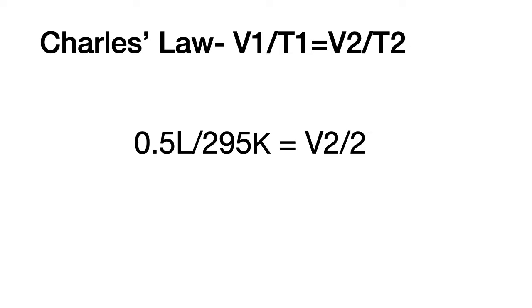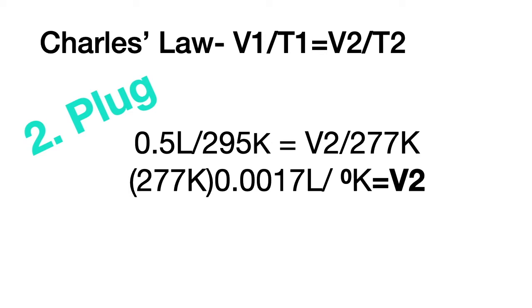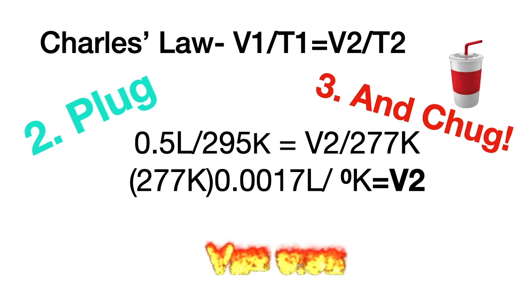We identified all variables, so step 2 is you're going to plug it in. Charles' law, V1 divided by T1 equals V2 divided by T2, so I plugged in the values. 0.5 liters divided by 295 K equals V2 divided by 277 Kelvin. I then cross-multiplied and got 277 Kelvin times 0.0017 liters per Kelvin equals V2. I can then cross-cancel those units out, which are the Kelvin, and I end up with liters. So now you plugged, and now you can chug. V2 equals 0.5 liters.